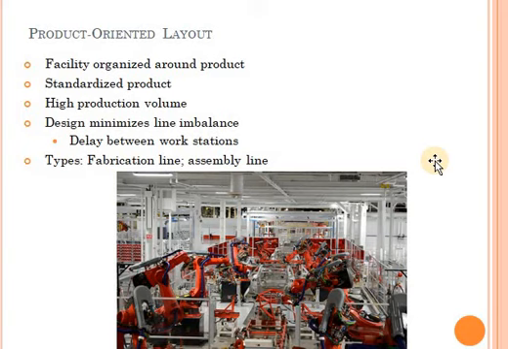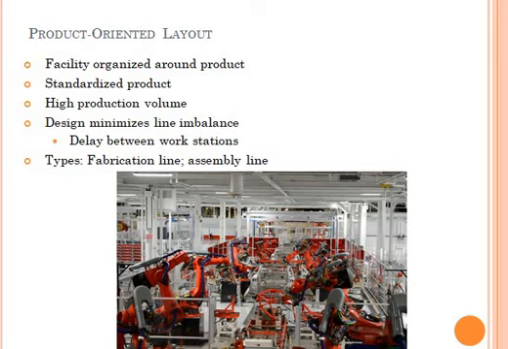And I will have high production volume. I'm manufacturing huge quantities of the same product all over again. So the layout follows the sequence that I require in order to get the final product. That's why it's called product-oriented.